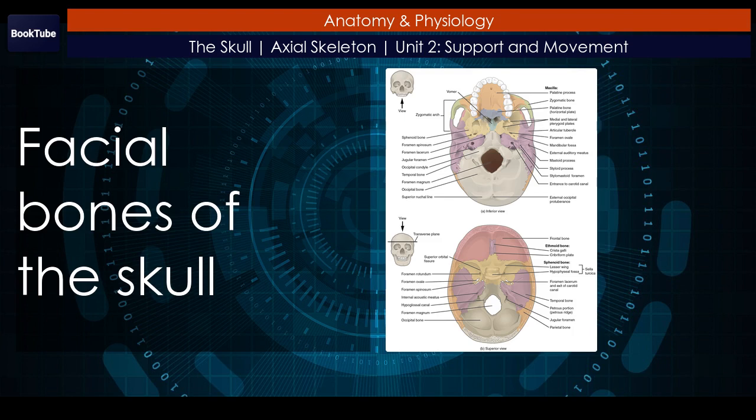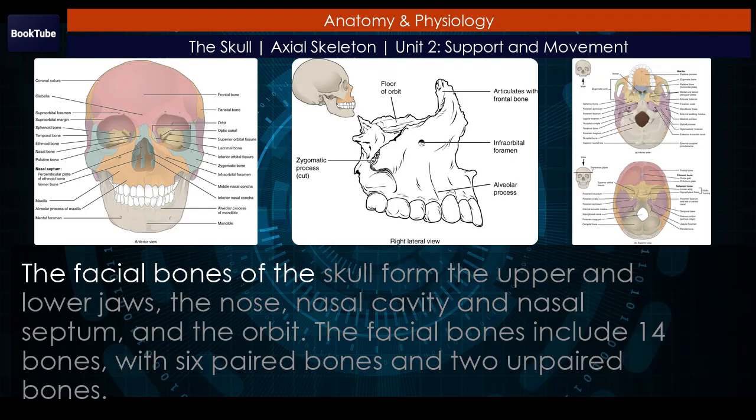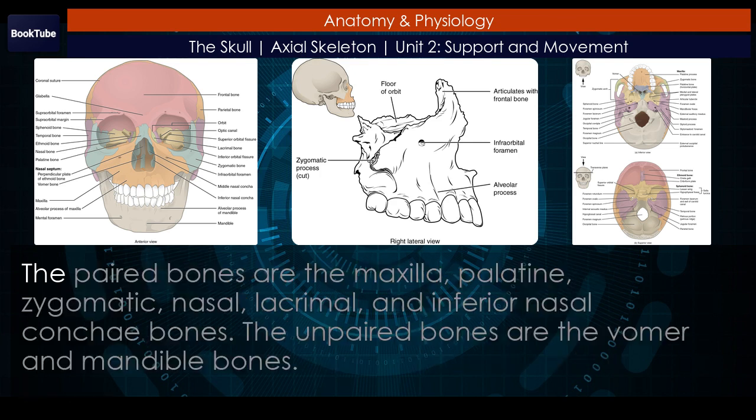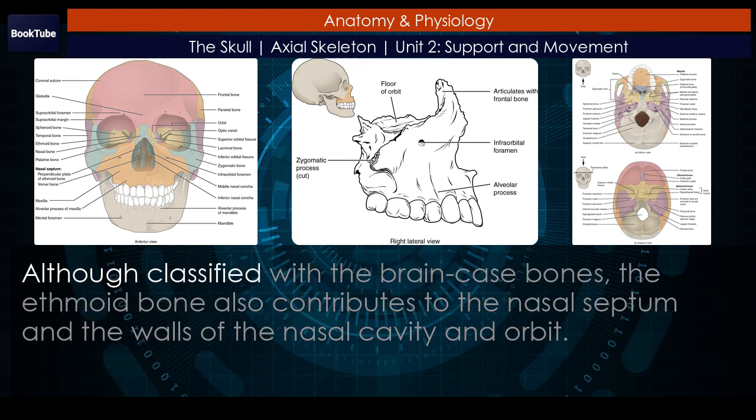Facial bones of the skull. The facial bones of the skull form the upper and lower jaws, the nose, nasal cavity and nasal septum, and the orbit. The facial bones include 14 bones, with 6 paired bones and 2 unpaired bones. The paired bones are the maxilla, palatine, zygomatic, nasal, lacrimal, and inferior nasal conchae bones. The unpaired bones are the vomer and mandible bones, although classified with the braincase bones. The ethmoid bone also contributes to the nasal septum and the walls of the nasal cavity and orbit.